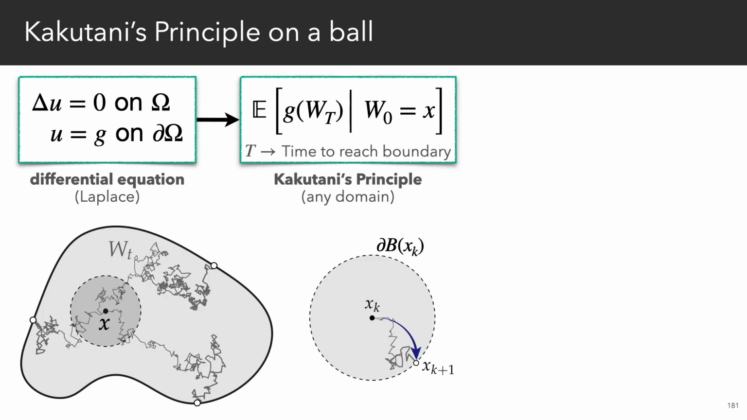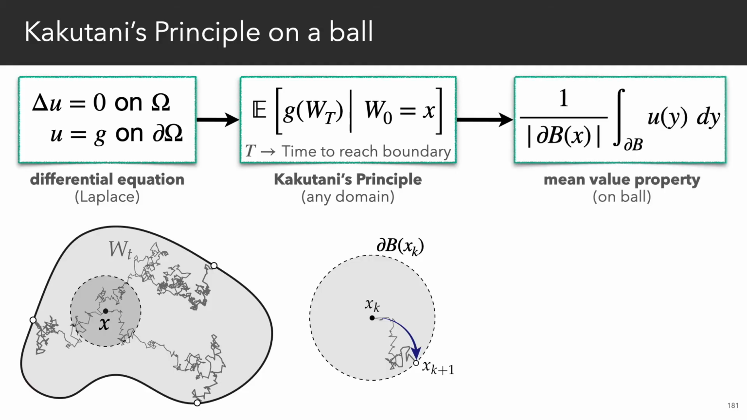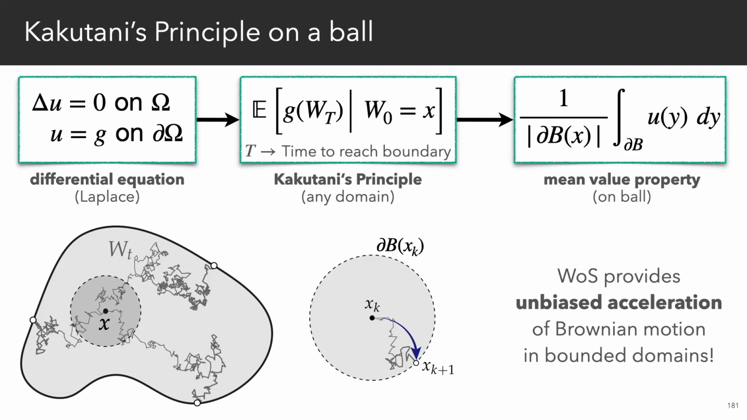And so, when restricted to a ball, this actually implies that Kakutani's principle is equivalent to the mean value property of harmonic functions, and that we can think of walk-on spheres as essentially an unbiased acceleration strategy for simulating Brownian motion in bounded domains. In fact, this property of walk-on spheres as a simulator of Brownian motion is broadly useful in other application domains as well, such as sampling problems.